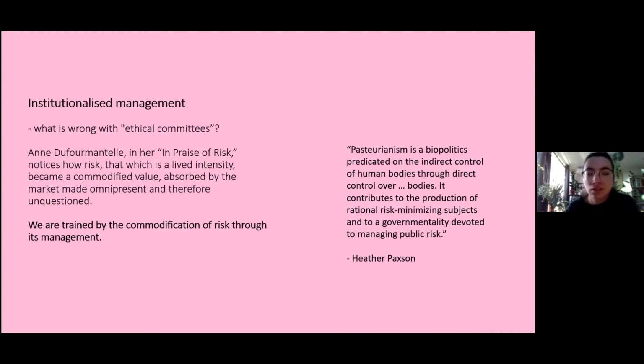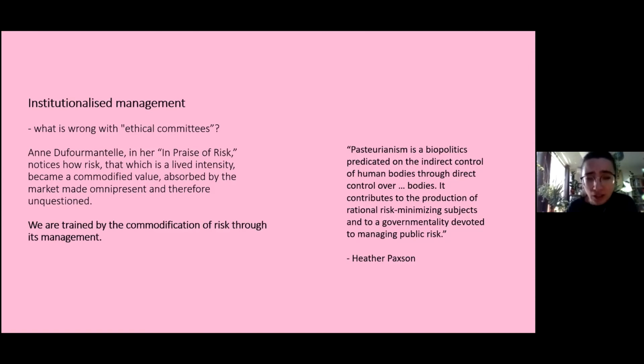This stands, of course, in contrast with what we now understand as institutional ethics, right? When you think about the ethical committees, when you think about the moral norms that condition the political structure, the social structure. And this is something that Dufourmantelle, in her book In Praise of Risk, I strongly recommend this book for those who are interested, noticed: how this understanding of risk, that is life intensity, became indeed a commodified value, and this cannot be more actual than these days of pandemic, where risk is absorbed by the market, made omnipresent and therefore unquestioned.